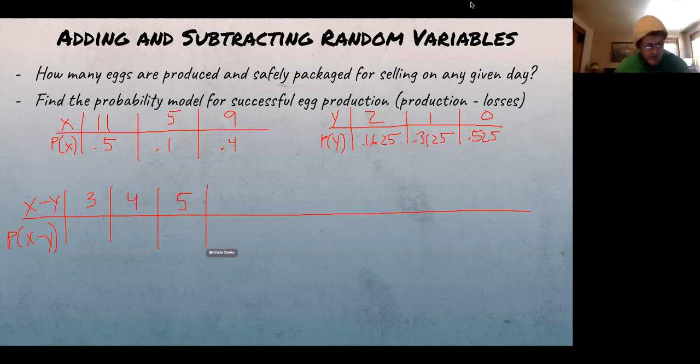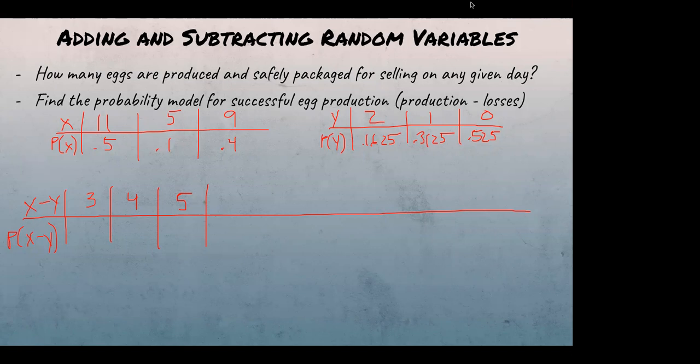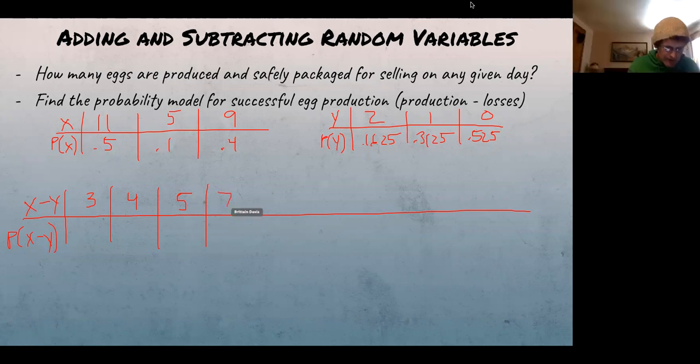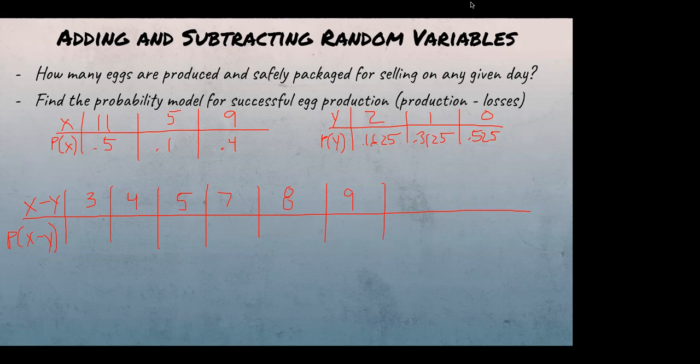And then 7, 8, 9. 7, 8, and 9. Yeah, because we're looking now at we produce 9 on the day, and then we break 2, 1, or 0. So 7. Maybe I want to give myself a little bit more space on this. 8, 9. And then what are the only other outcomes? 10 and 11.